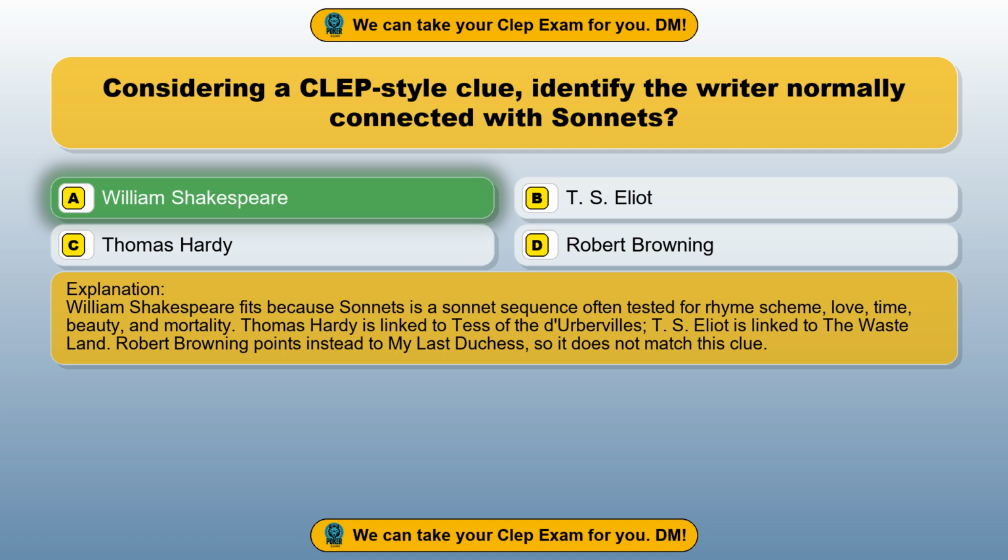Thomas Hardy is linked to Tess of the D'Urbervilles. T.S. Eliot is linked to The Waste Land. Robert Browning points instead to My Last Duchess, so it does not match this clue.